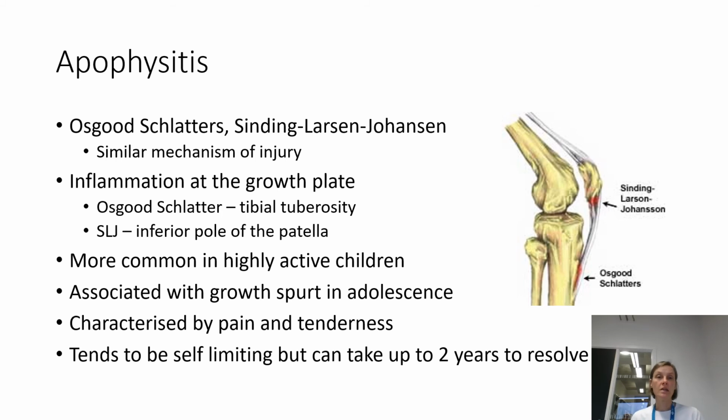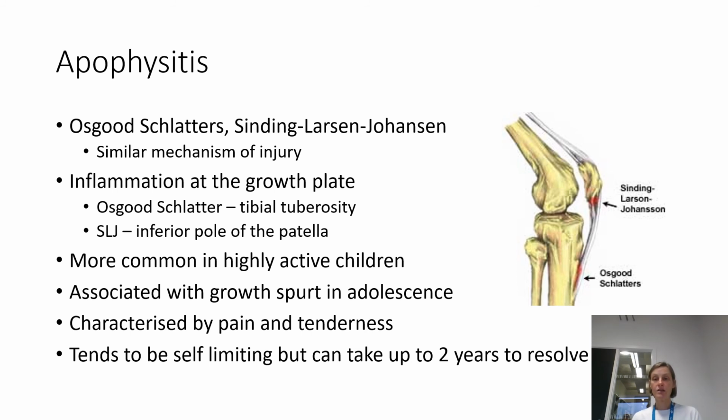I also mentioned apophysitis conditions. So apophysitis conditions can include Osgood-Schlatter's and Sinding-Larsen-Johansson syndrome at the knee. There are other apophysitis conditions at other joints. And I mention these together because both Osgood-Schlatter's and SLJ have similar mechanisms of injury. Both are characterised by inflammation at the growth plate. So in Osgood-Schlatter's, it's at the tibial tuberosity, and in Sinding-Larsen-Johansson, it's at the inferior pole of the patella.